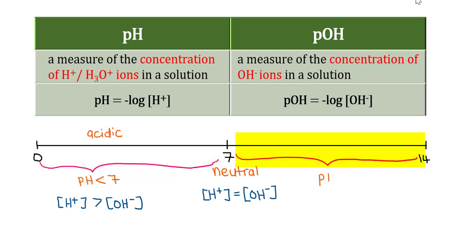If the pH is bigger than 7, the solution is said to be a basic solution. At this point, the concentration of the hydrogen ion is smaller than the concentration of the hydroxide ion.